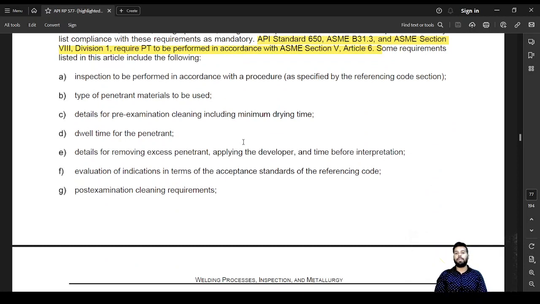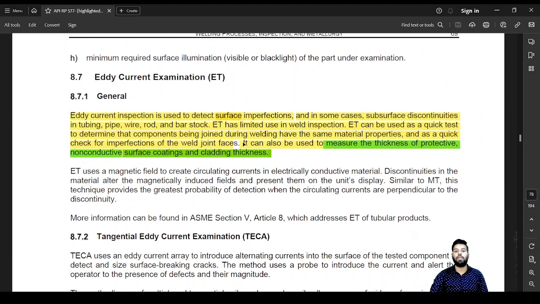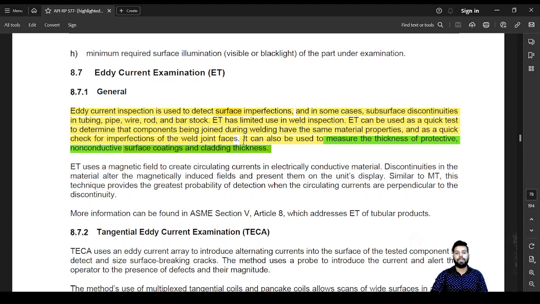The inspection is to be performed in accordance with the procedure. This covers the type of penetrant material to be used, details of pre-examination cleaning including minimum drying time, dwell time for the penetrant, details for removing excess penetrant, applying the developer, and time before interpretation, evaluation of the indication in terms of acceptance standards from the referencing book, post-examination cleaning requirements, and minimum required surface illumination for viewing the indication.